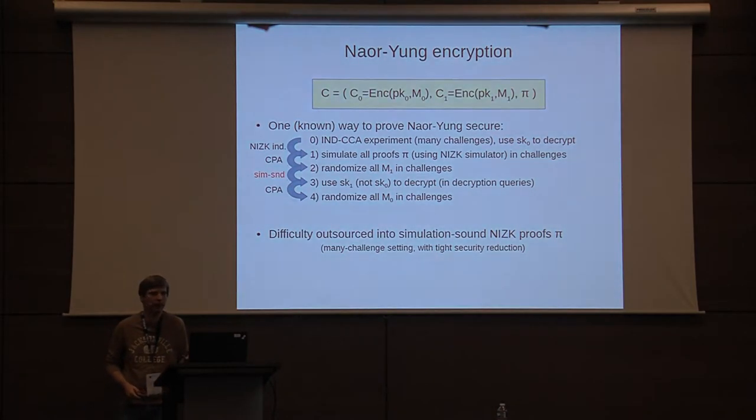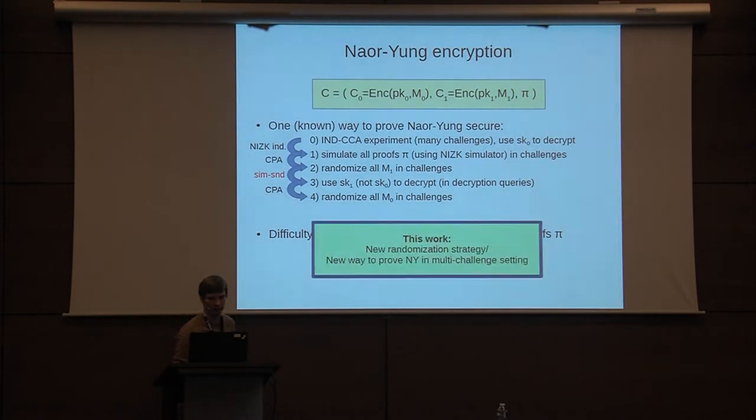So the difficulty is kind of outsourced into this non-interactive zero-knowledge proof. It needs to be secure with a tight security reduction in the many-challenge setting. And it seems hard to construct those creatures. So in this work, we give a slightly varied simulation or randomization strategy and a new way to prove NIZK security in the multi-challenge setting, specifically geared towards multiple challenges.